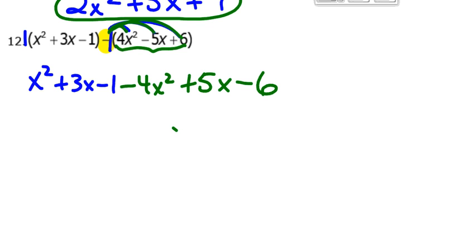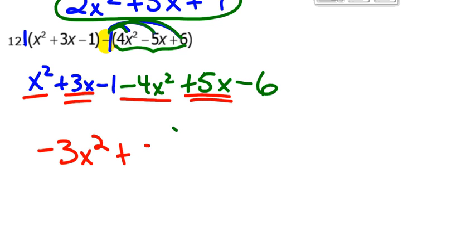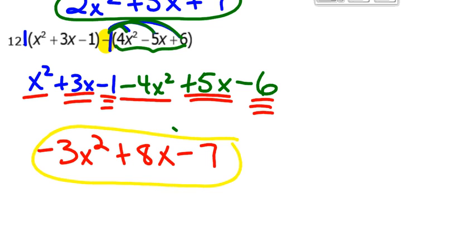So now I'm back to combining my like terms. So I've got an x squared minus 4x squared. That gives me negative 3x squared. Positive 3x plus 5x gives me plus 8x. And then I've got a negative 1 minus 6. That's going to give me minus 7 or negative 7. And there is your final answer.